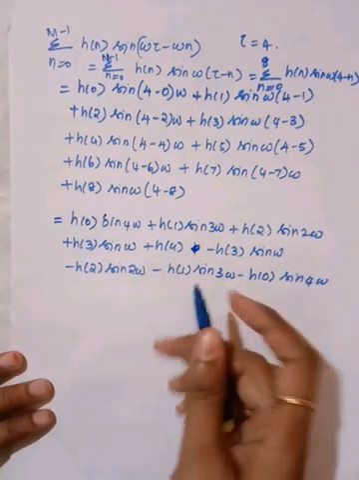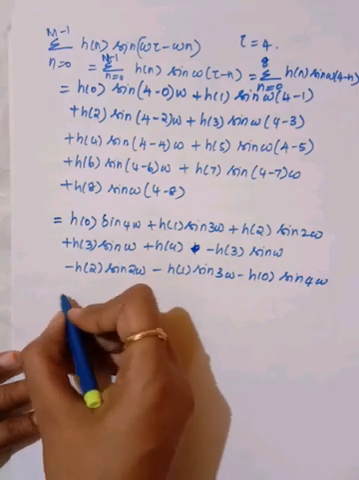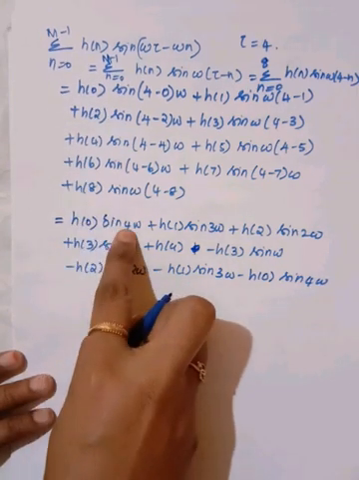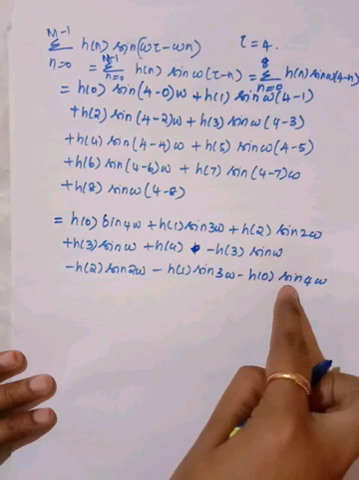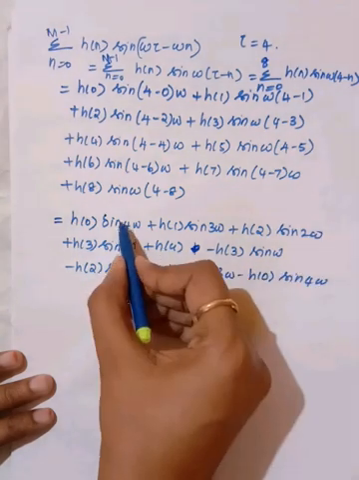Now I am going to simplify this one. Here I have h of 0 sine 4 omega, and here I also have minus h of 0 sine 4 omega. This will get cancelled.